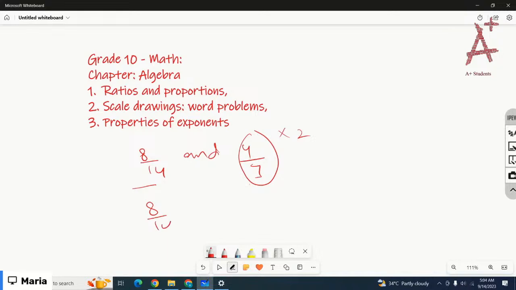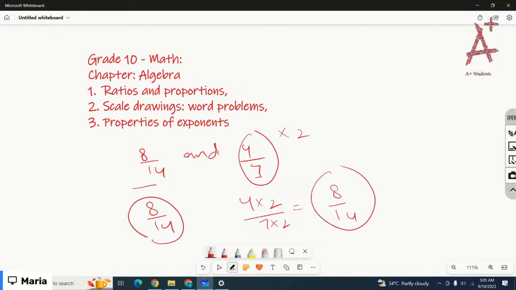So it is 8 over 14. That would be 4 times 2 over 7 times 2. When you multiply it by 2, it would be 8 over 14. Just compare this one and this one. They have the same numerators and the same denominators. That means these two ratios form a proportion.